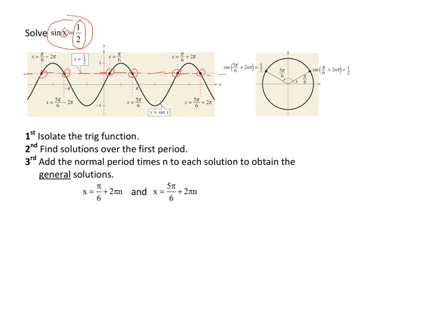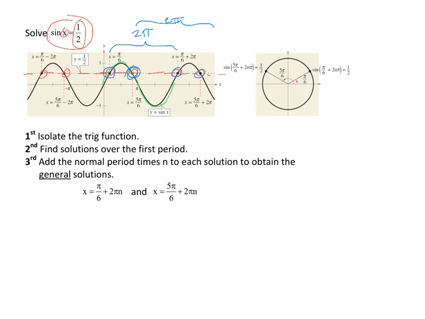Well, let me use some colors here so you get a good idea of what's going on. Here is one cycle to the graph. And within that one cycle, there are 2 points that have a y value of a half. Now notice that if I add the period length, if I add 2 pi to the x value, that takes me to the next value. And if I add 2 pi again, it takes me to the next value, and so on and so forth.